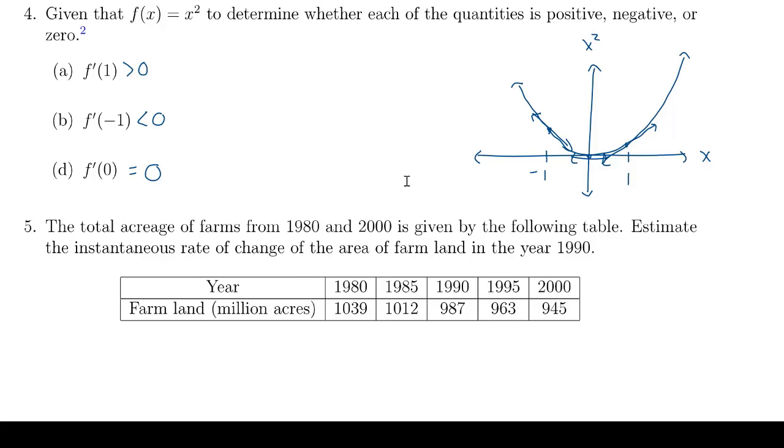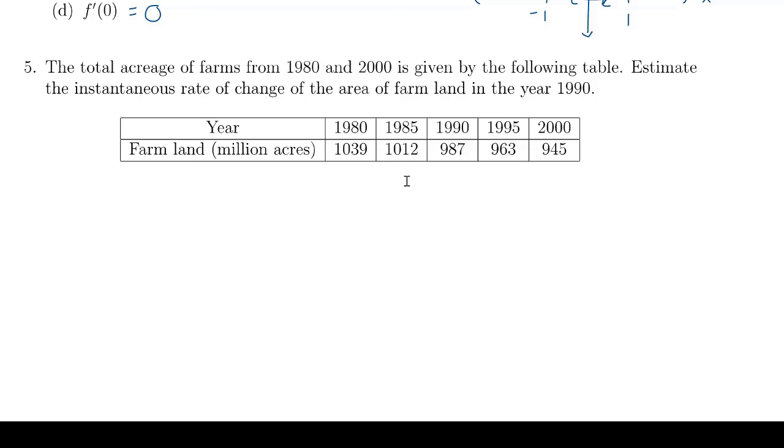The last question uses a table, and it asks us to estimate the instantaneous rate of change. So we may not have seen a problem like this, and so we just need to put together a few different ideas that we've been discussing so far. So the way that we estimate instantaneous rate of change given a table or a plot really is to use a secant line about the point of interest with the smallest interval possible.